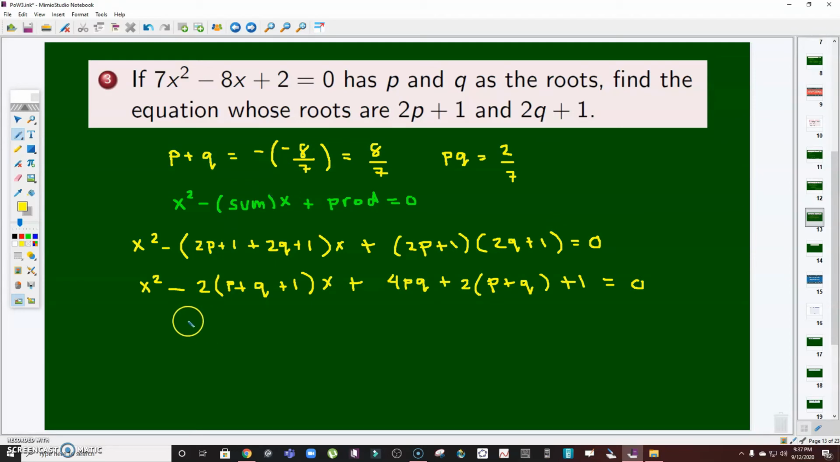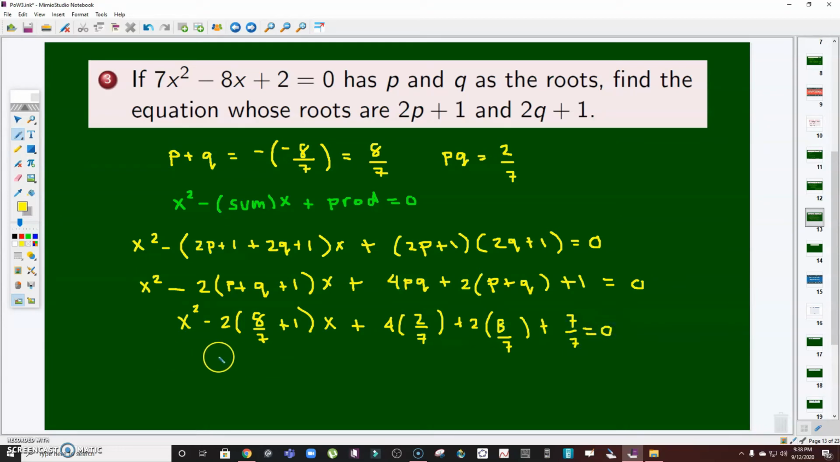Then, proceed to substitution. So, x squared minus 2 times, the sum, again, is 8 over 7, plus 1, times x, plus 4 times pq, which is 2 over 7. I'm just substituting it. Plus 2 times the sum, 8 over 7, plus 1. But since my denominator is 7, instead of writing 1, let me write 7 over 7. There you go.